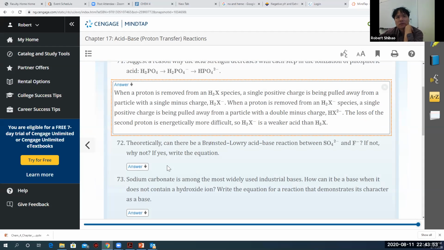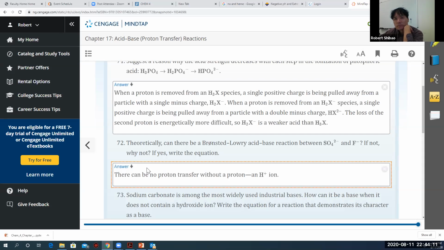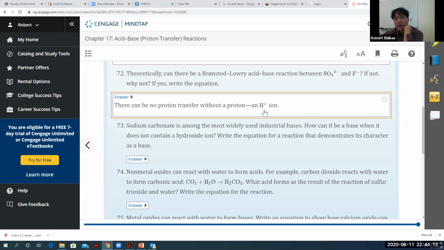This is electrical attractions. Theoretically, can there be a Bronsted-Lowry acid-base reaction between sulfate and fluoride? No, impossible. There's no hydrogen to transfer. Theoretically, there could be a Lewis acid-base reaction between these two, but not a Bronsted. There's no H.